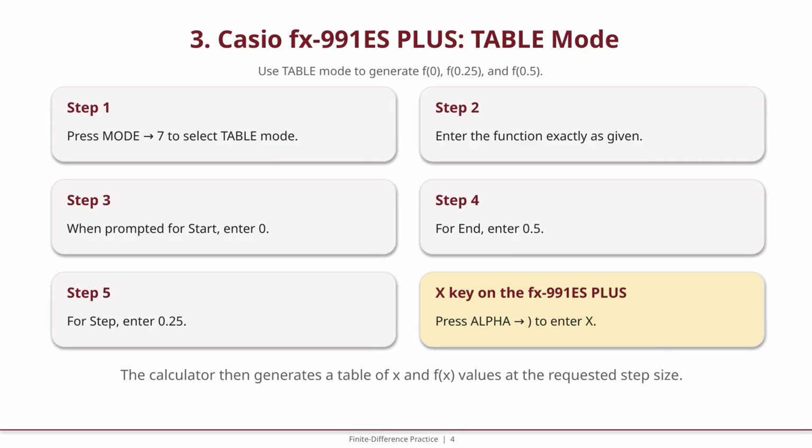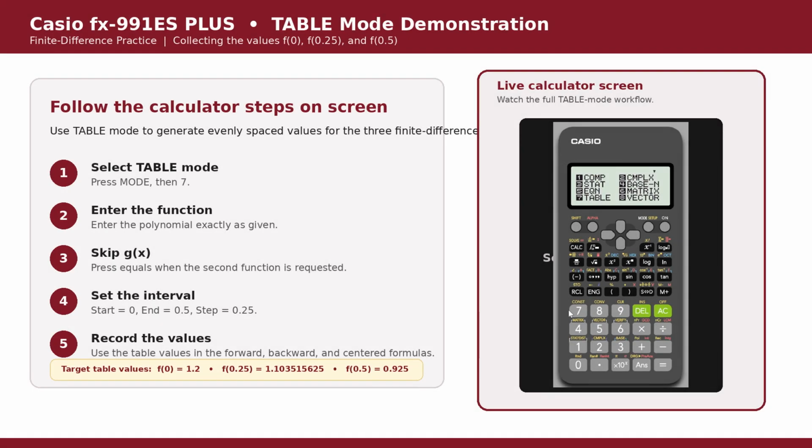To generate these function values quickly, we can use the table mode on our Casio calculator. Let's watch a demonstration of how to enter the function and set the start, end, and step values to generate our table. In this demonstration, we will use table mode to obtain the function values required for our finite difference calculations. From the calculator's main menu, press 7 to select table mode.